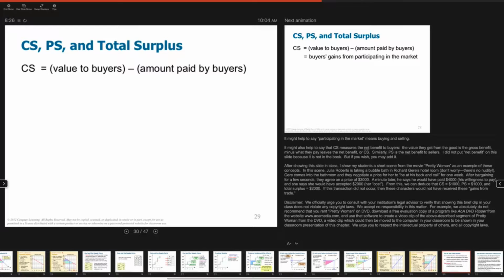Okay, consumer surplus is the value to the buyers minus the amount paid by the buyers. Right? What you're willing to pay minus what you do pay. It's your total gain from participating in the market. Now, what would your consumer surplus be if you were willing to pay but didn't buy? The whole amount that you were willing to pay.